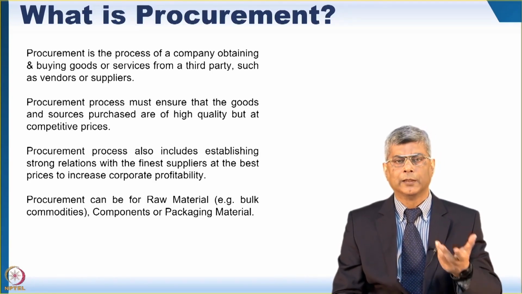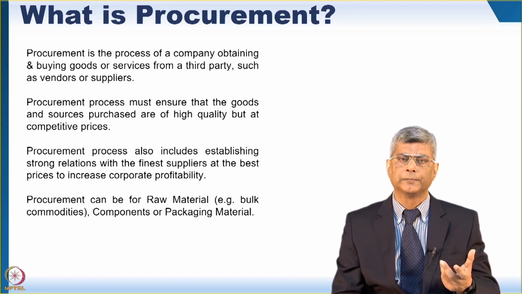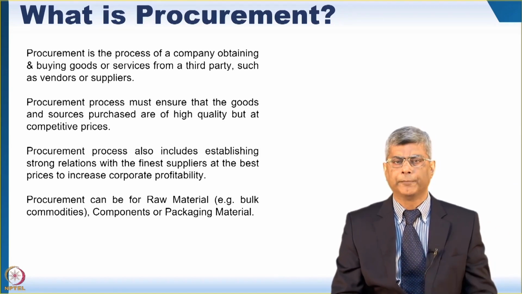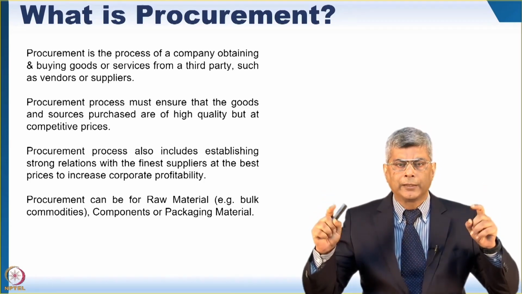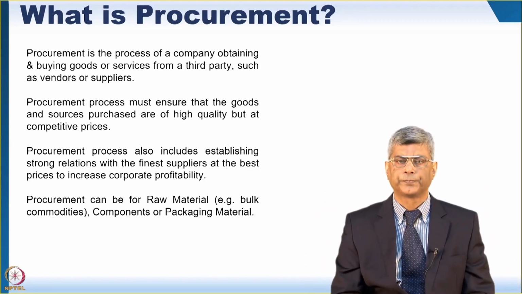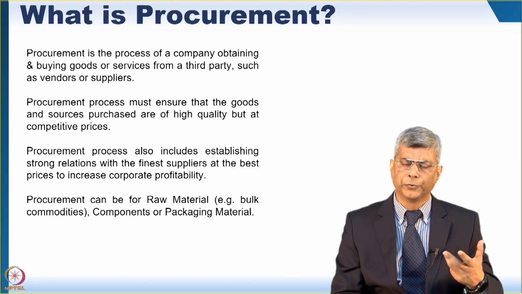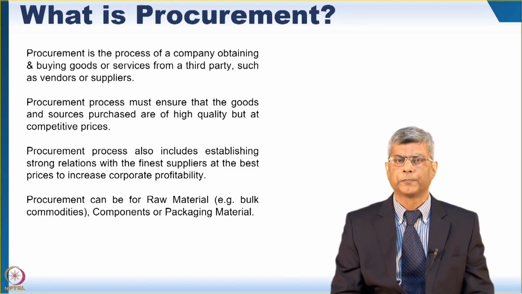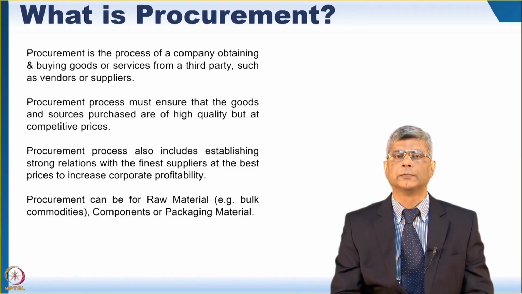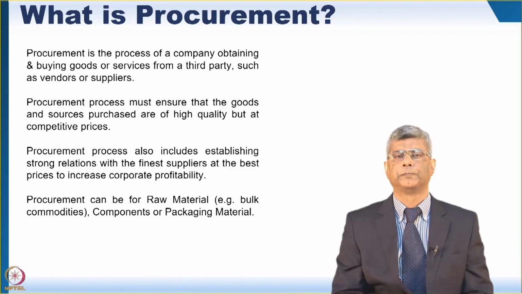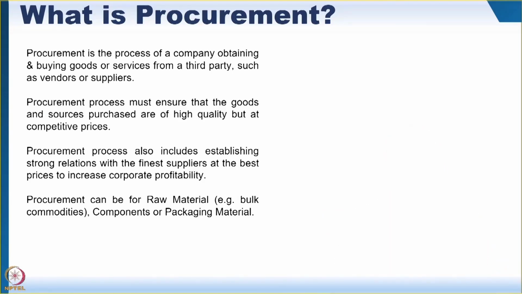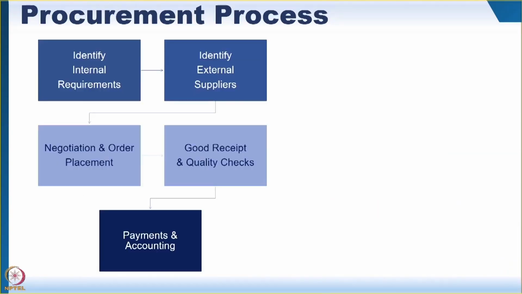And as I said, procurement can be for components, if it's a phone, car, etc. It can be for agriculture commodities, if you're making food or beverage. It could be for chemicals, if you're making a washing powder. And of course, packaging material, etc. So how do you procure? Is it as simple as that?